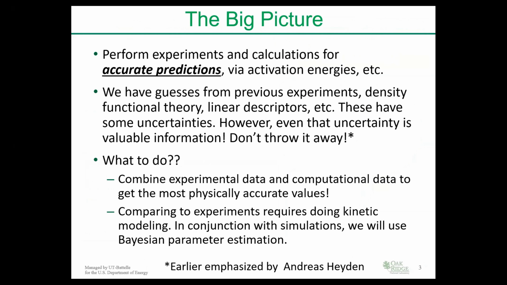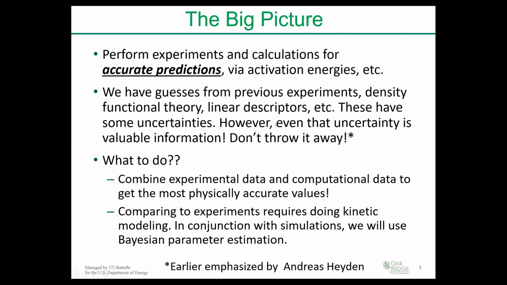So the big picture, at least for me, is looking at experiments and calculations for more accurate predictions. We're interested in activation energies, mechanisms, etc. We have guesses from previous experiments, density functional theory, linear descriptors, and other sources of knowledge. This prior knowledge has uncertainties, and there's an excellent focus in research right now of trying to minimize those uncertainties as much as possible. However, even those uncertainties themselves are valuable.